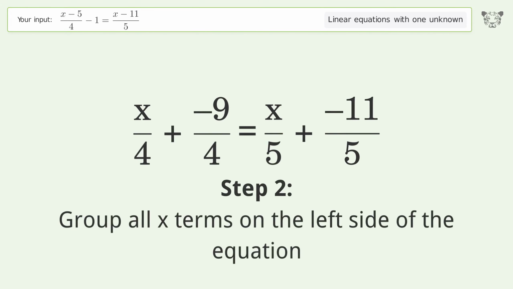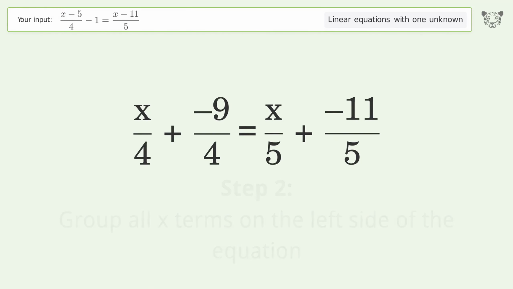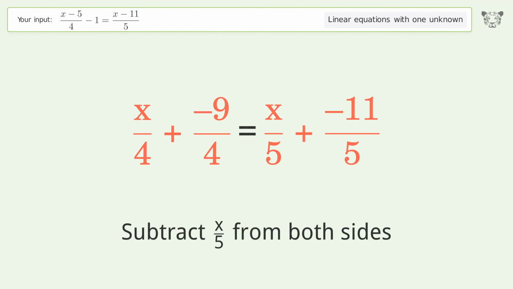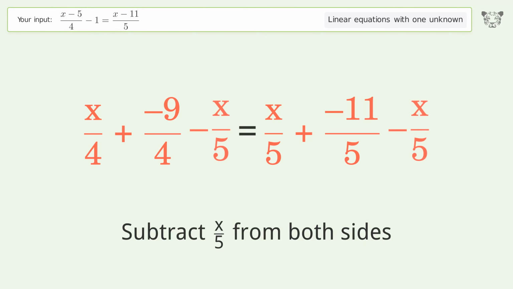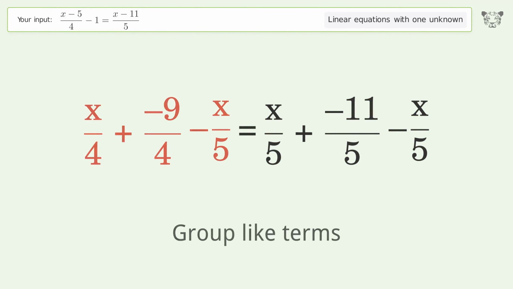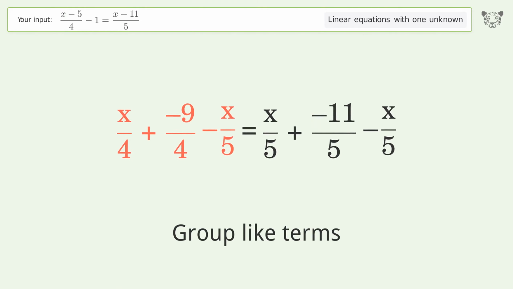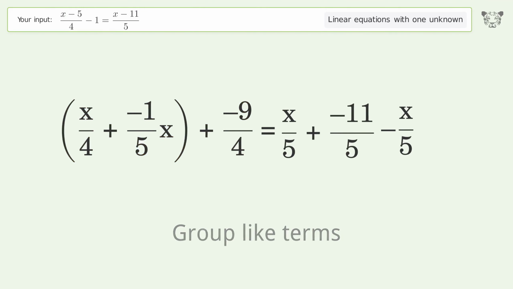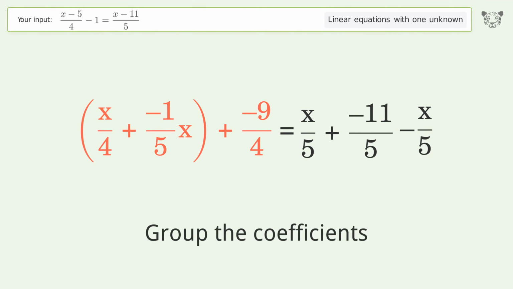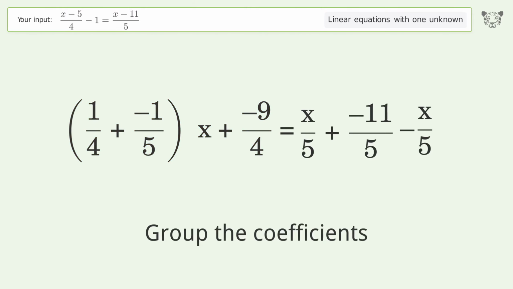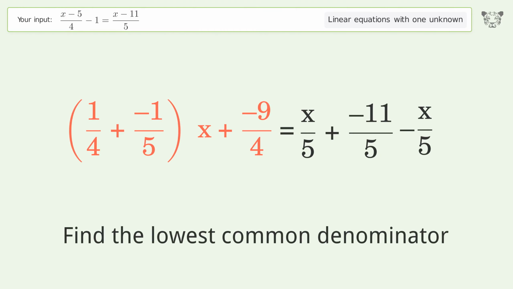Group all x terms on the left side of the equation. Subtract 10/5 from both sides. Group like terms. Group the coefficients. Find the lowest common denominator.